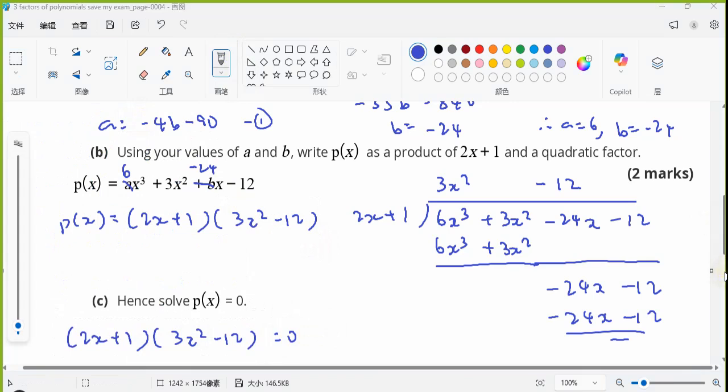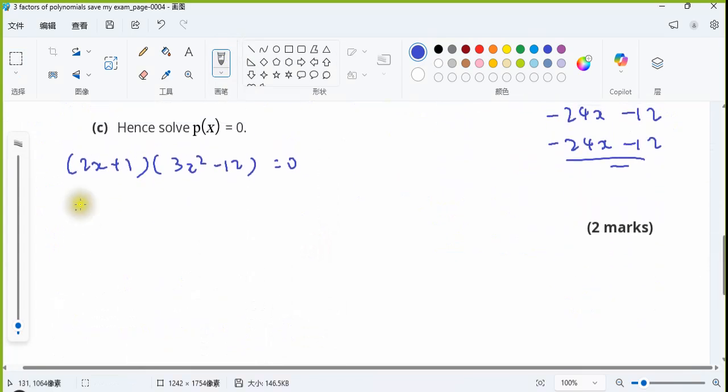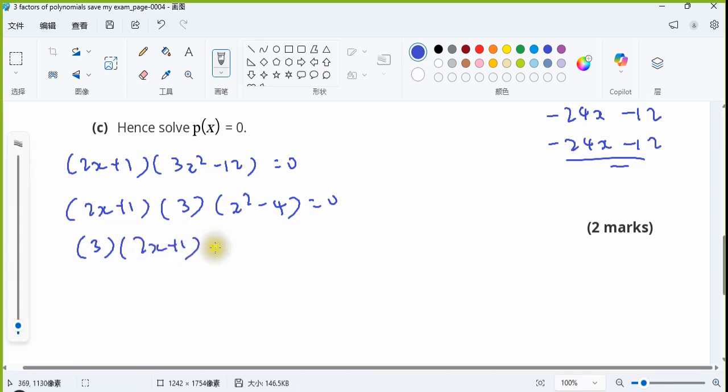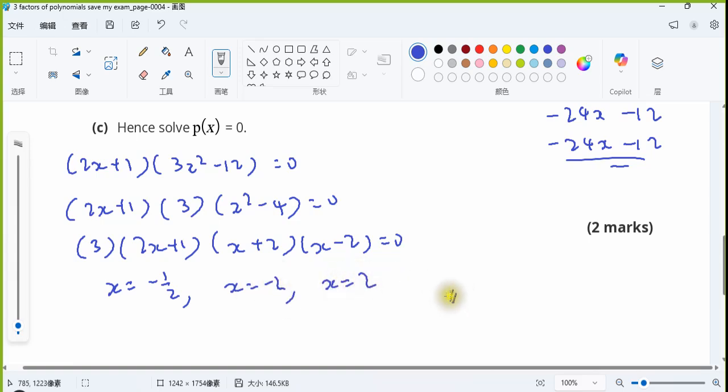And then we can do the factorization. 2x plus 1, 3, x squared minus 4. Then we have the 3, 2x plus 1, x plus 2, x minus 2. So x equal to negative half, x equal to negative 2, and x equal to 2. Okay. Done.